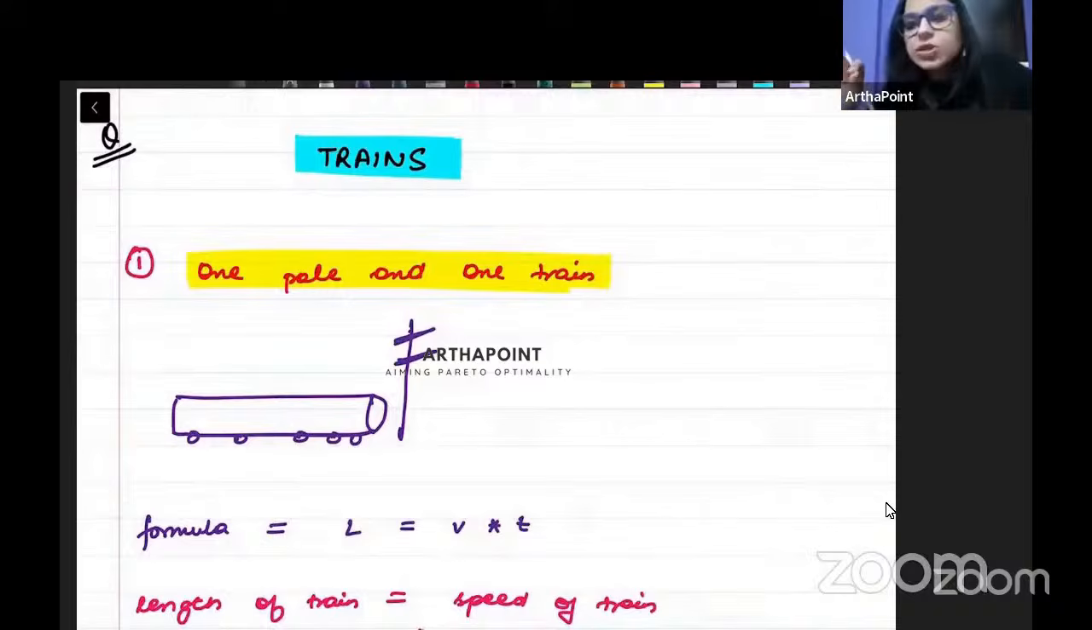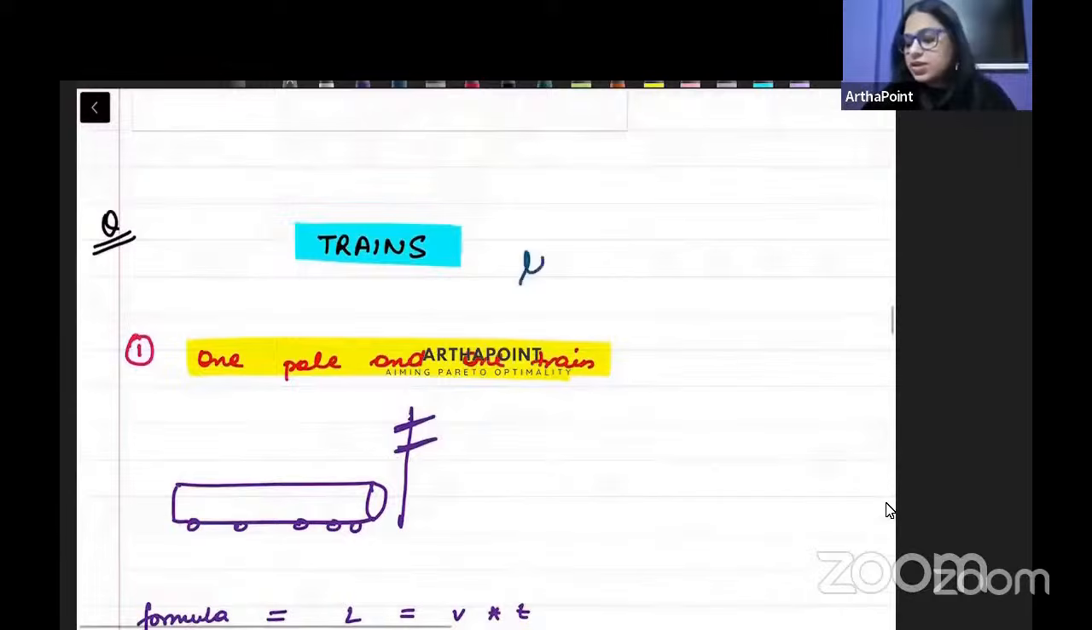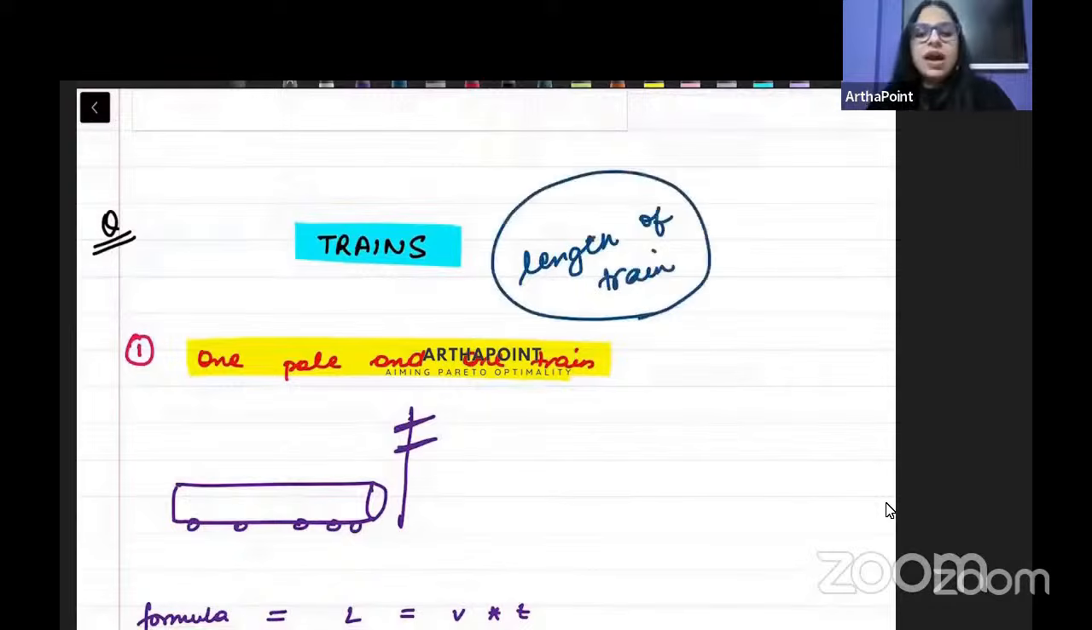Now, let us go to the third kind of question that can be asked in exam, and that is related to the train questions. Now, what happens in train questions? In train questions, you will be asked to go ahead and find the length of the train. You will be asked to find the length of the train. So what will happen in this kind of question? They will go ahead and they will say, you look, there is a train which is going to cross a pole. Find the length of the train.